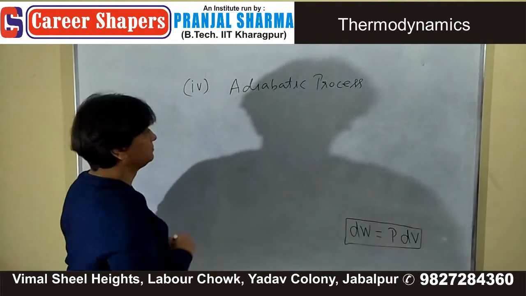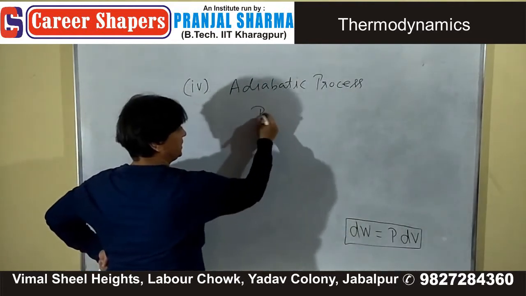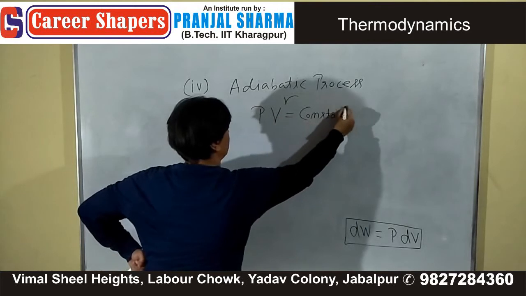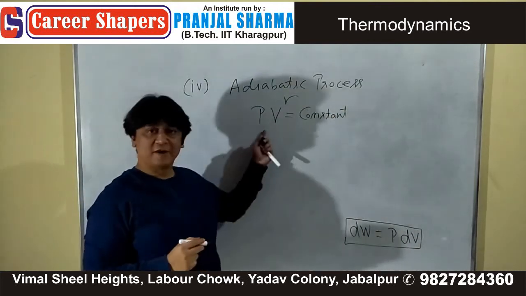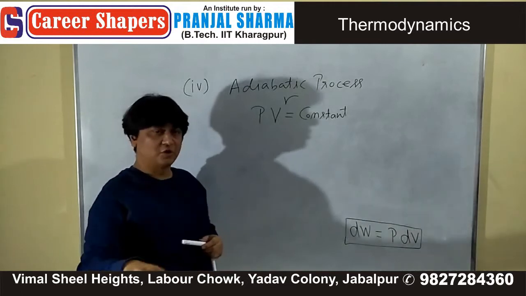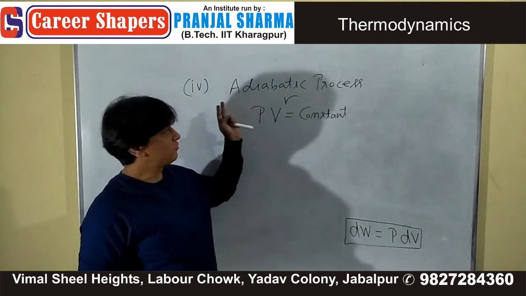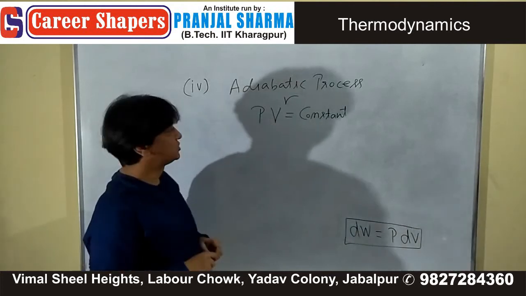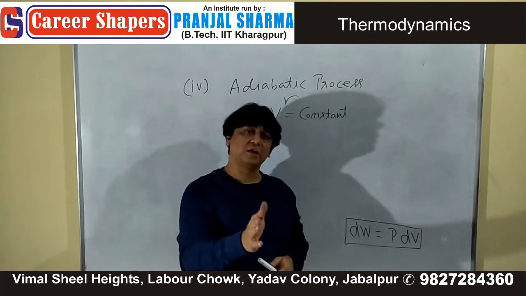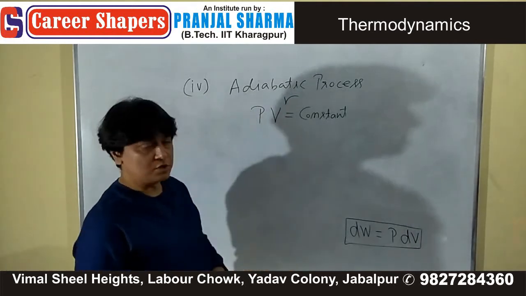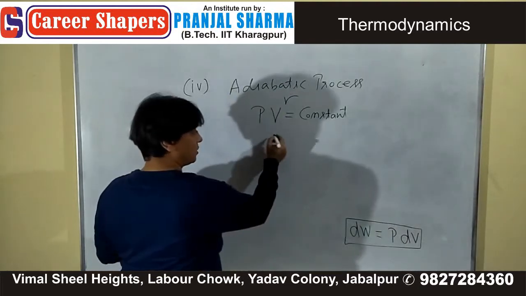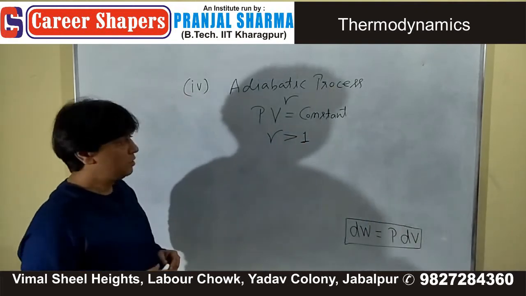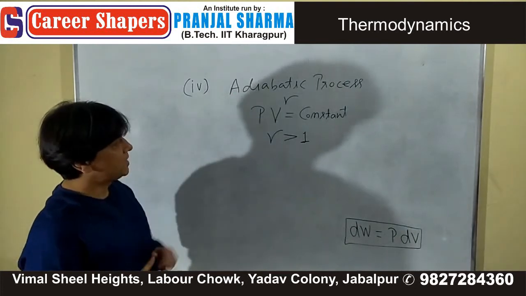For an adiabatic process, I will give you this information that PV gamma is constant. How do we arrive at this? We'll see it later. But as of now, remember that for an adiabatic process, equation is PV gamma as what? Constant. Just like an isothermal process, PV is constant. For an adiabatic, PV gamma is constant. What is gamma? We'll see that later. For now, remember that whatever gamma is, it is always greater than 1.